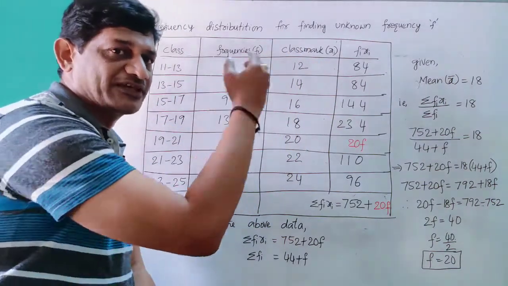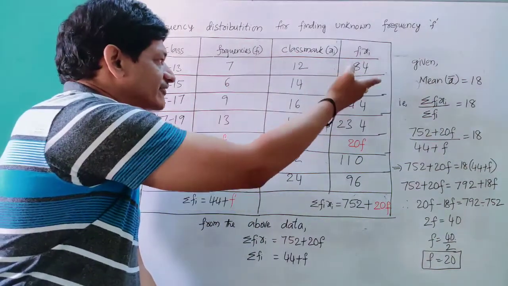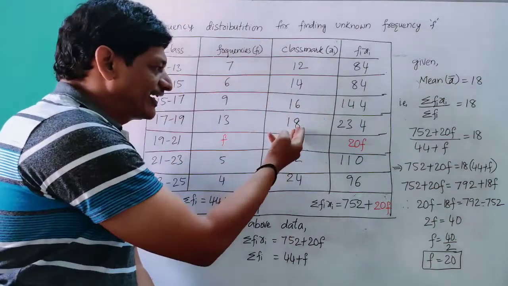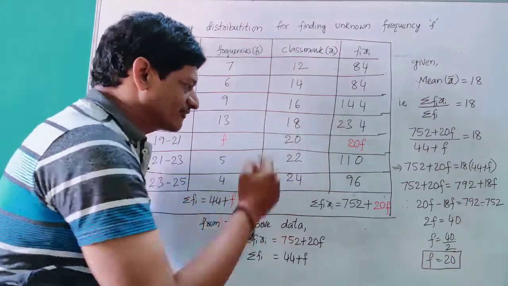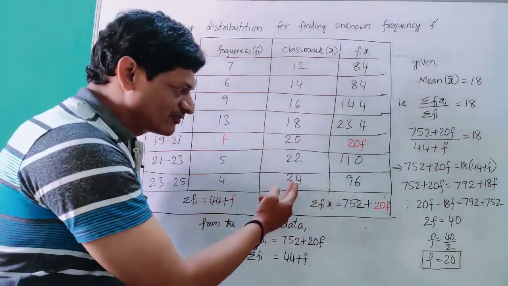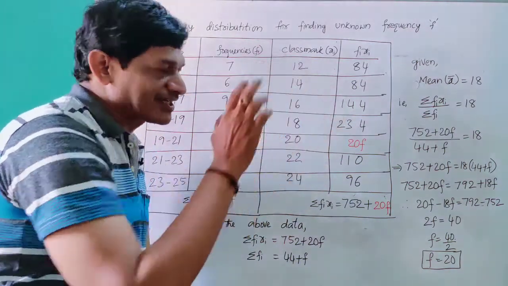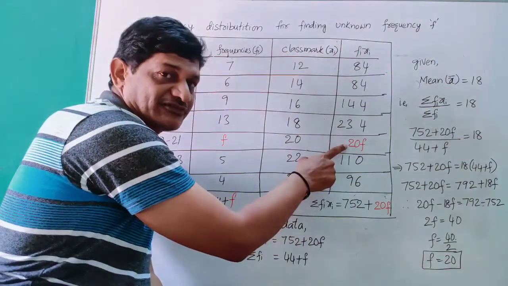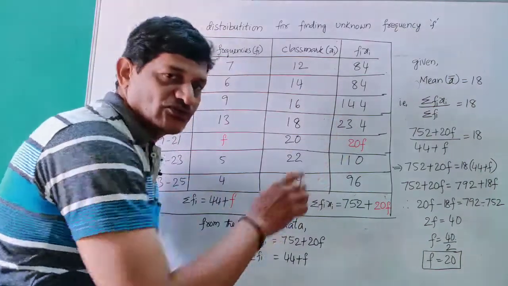Frequency should be multiplied with its corresponding class mark. 7 into 12, 12 7s 84, 14 6s 84, 16 9s 144, 18 13s 234, f into 20 it becomes 20f, 5 into 22 that is 110, 4 into 24 that is 96. So after completing the last column, now add all fi xi's except 20f. This is the term having the unknown quantity.